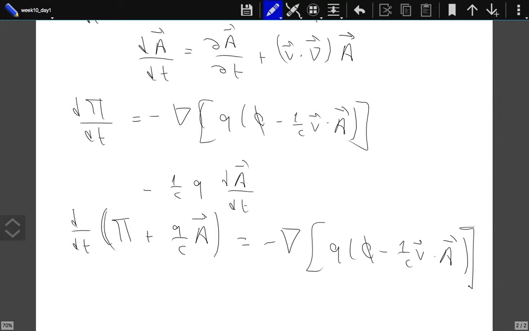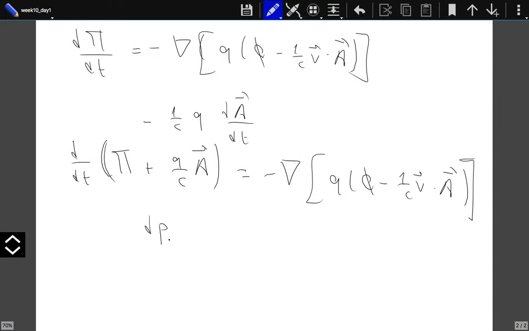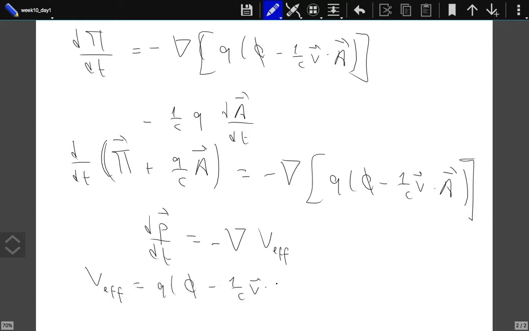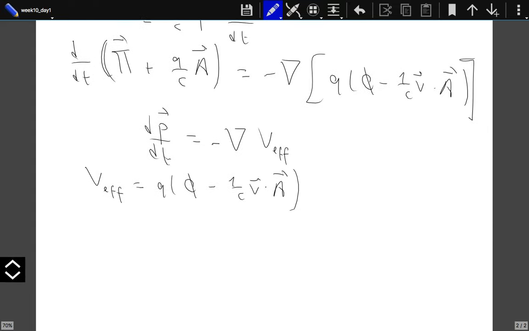Well, this just looks like, in the form, the time derivative of the momentum P is equal to minus the gradient of some kind of an effective potential, a velocity dependent effective potential, where this velocity dependent effective potential is Q times phi minus 1 over C V dot A. Now this P, which I defined as plus Q over C A, is called the canonical momentum.